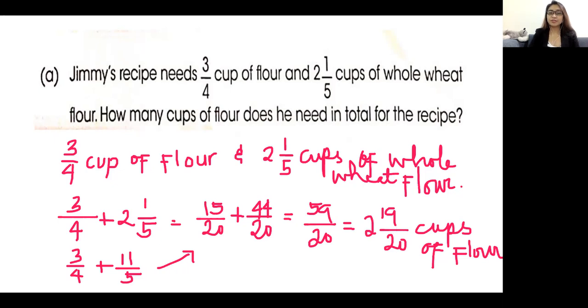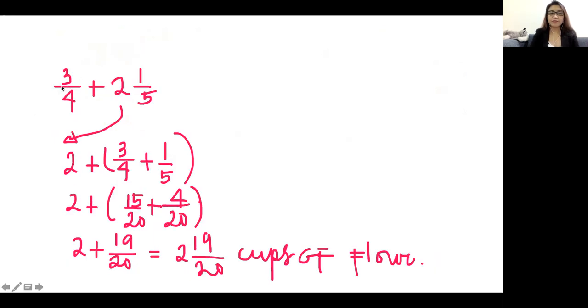Okay, another solution is this one, 3/4 plus 2 and 1/5. Even though you will not change it into improper fractions, you can separate the whole number, which is 2. Okay, the whole number is 2 plus the sum of the fractions, 3/4 and 1/5. So what are the fractions? 3/4 plus 1/5. Okay, let's get their common denominator, 20.